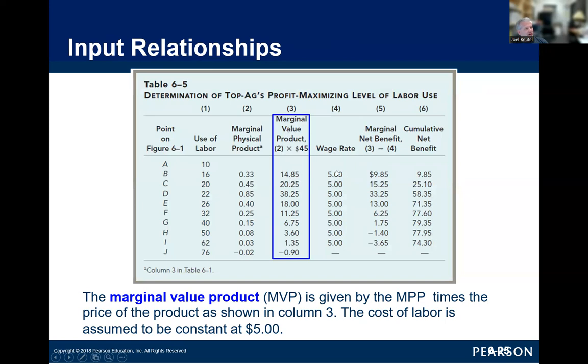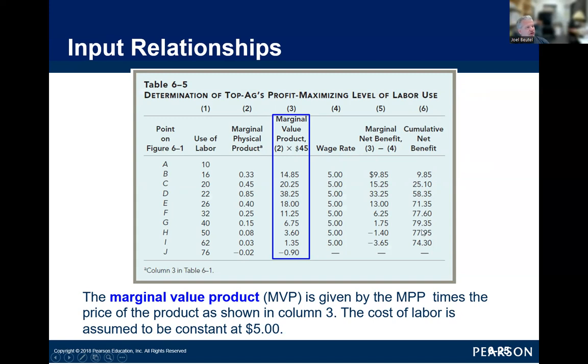Column 3 subtracting column 4. 38.25 minus 5, 33.25. And the cumulative net benefit is just how much we're making along the way, adding these numbers up. And so if you're producing, and this is net benefit, another word for this is profit, how much do you want to produce?